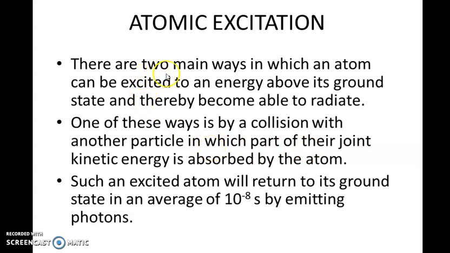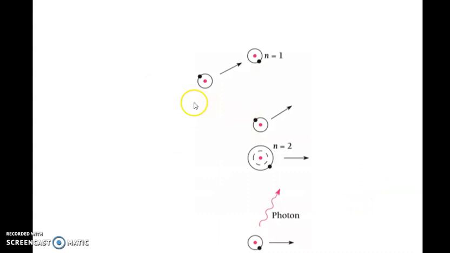One mechanism for excitation is excitation by collision. Here the atom collides with another particle, in which a part of their joint kinetic energy is absorbed by the atom. So here two atoms collide, and a part of their joint kinetic energy is absorbed by one of the atoms. Initially both the atoms are in the ground state. After collision, one of the atoms absorbs the joint kinetic energy and goes to the excited state, a higher energy level. So the electron in the ground state is excited to the higher energy level.